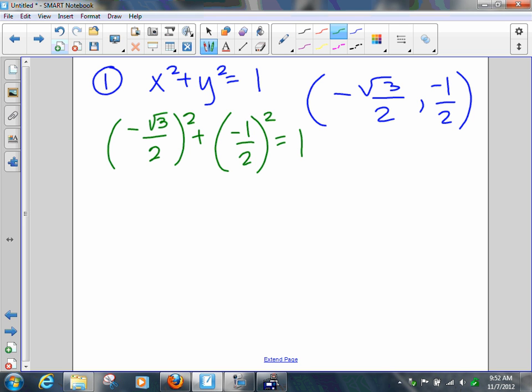Plugging in the values, right? A negative times a negative will yield a positive number. Root 3 times root 3 is actually root 9, which gives you plain old 3. 2 squared is 4, because you have to square the numerator and the denominator. 1 times 1 is 1. 2 times 2 is 4. 3/4 plus 1/4 is 4/4.